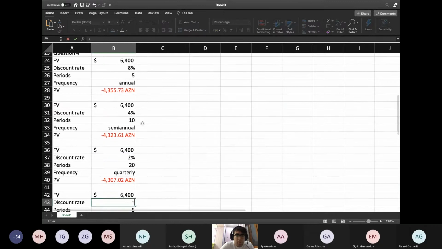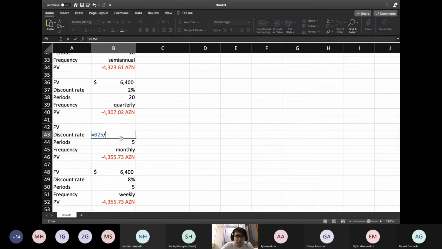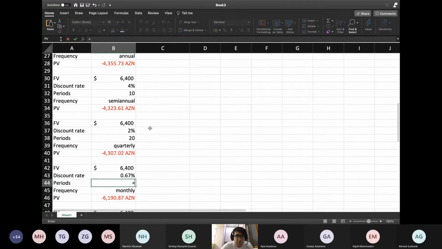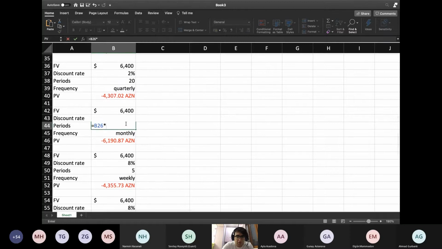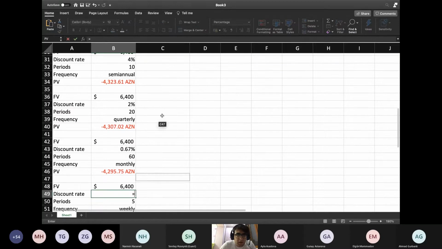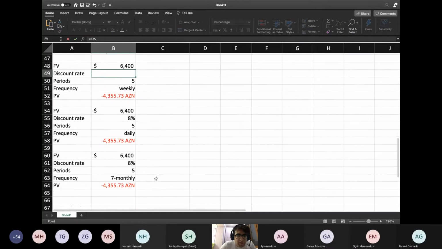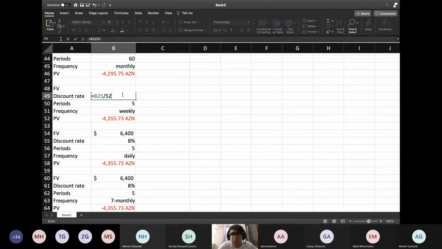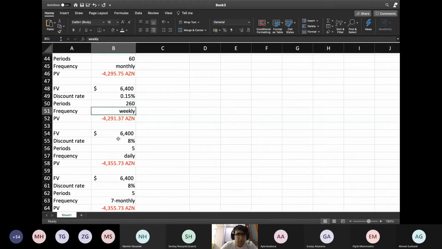Monthly. We have 8% divided by 12 because we have 12 months in a year. I increase decimals and 5 periods. Let's choose from here. 5 periods, 16 periods. So in weekly, we are dividing 8% by 52 because we have 52 weeks in a year. And as well, let me increase the decimal, the 52 periods also decreased it again.